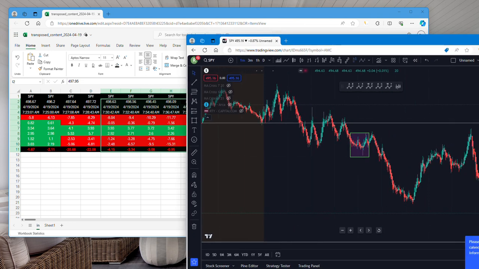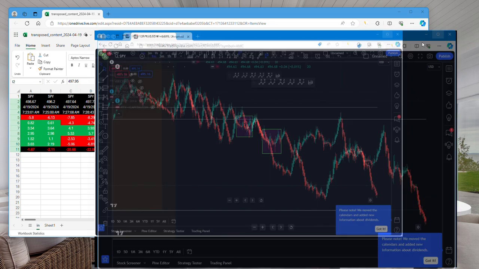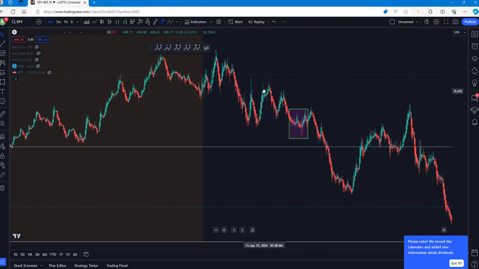Oh, you can't see the chart? Wait, really? You've got to move it. If I maximize it, do you see it? Yeah.